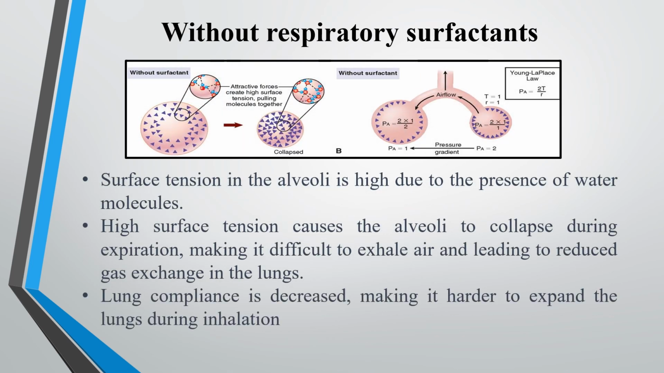First, let us imagine what happens in the lungs without respiratory surfactants. During exhalation, the surface tension of the fluid lining the alveoli would cause them to collapse and stick together, making it difficult to fully empty the lungs. This would cause a buildup of carbon dioxide and a decrease in oxygen exchange, leading to respiratory distress and damage to lung tissue. Over time, this damage could lead to chronic respiratory conditions such as emphysema or chronic bronchitis.